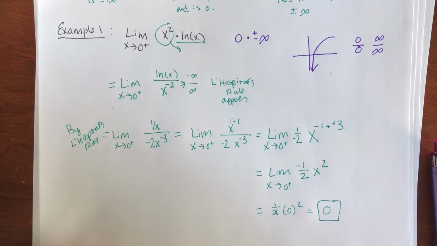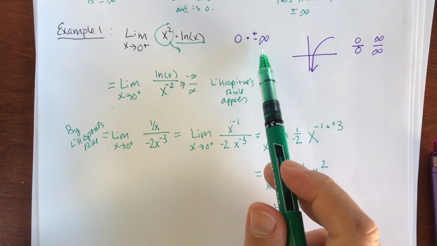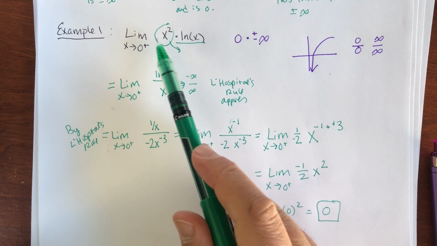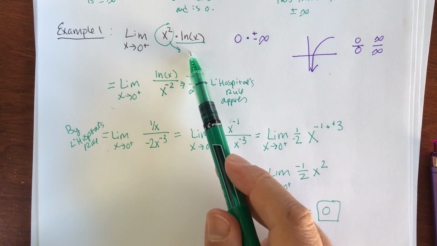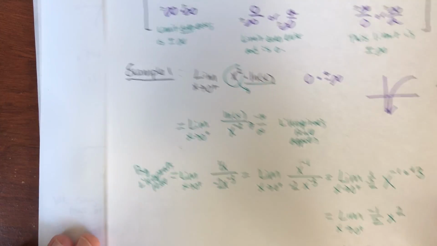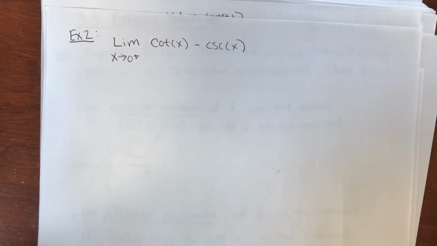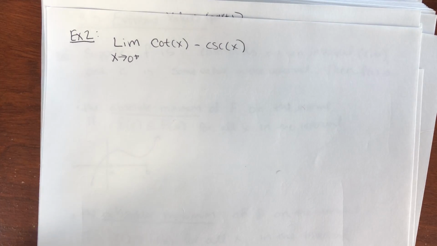Okay. Right? So we started with an indeterminate form of the type 0 times infinity, and we were able to rewrite it by moving one of those functions into the denominator and then applying L'Hopital's rule. Okay. Let's try a similar example, but this time with a different indeterminate form. Let's look at the function cotangent of x minus cosecant of x, and we'll look at the limit as x goes to 0 from the right.